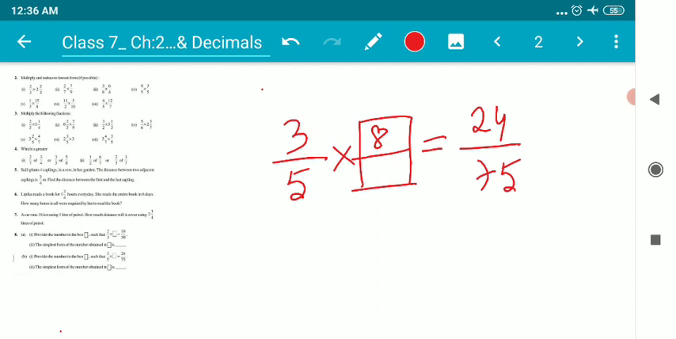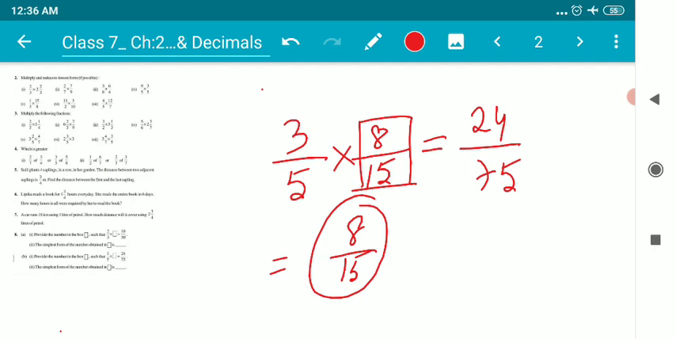3 8s are 24. Now how 5 turns into 75? By simply multiplying, 5 15s are 75. Okay, so I got my answer 8 by 15. Now children, as we all can see, 8 and 15 cannot be reduced because they do not have any common factors. So I have to leave my answer like this only, 8 by 15. There is no other option. I hope it's clear to everyone, children.